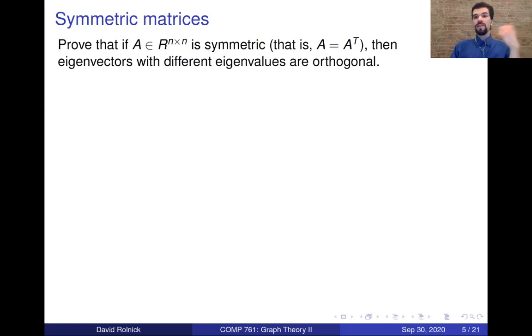A symmetric matrix is one where, if you flip it across the diagonal, it stays the same, so A is equal to A transpose.